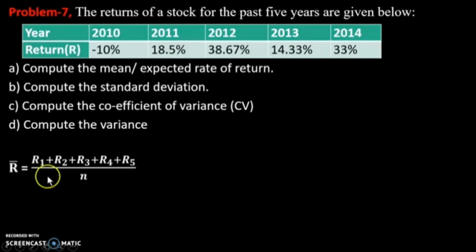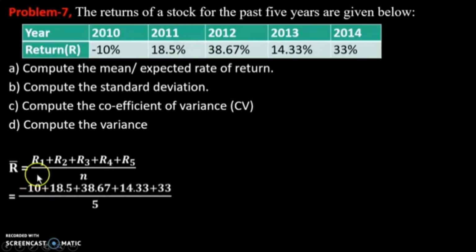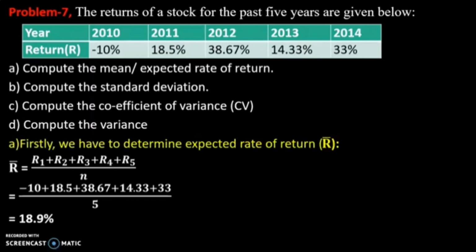First, we compute the expected rate of return. R1 minus 10, R2 18.5, R3 38.67, and R4 14.33 plus R5 33, divided by 5, and we find the value of expected return 18.9%. Now we calculate the standard deviation.